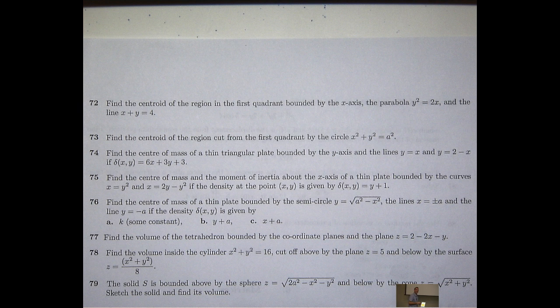So we're going to sketch the region of integration and set up our integrals and then evaluate them. So 72, find the centroid of the region in the first quadrant bounded by the x-axis, the parabola y squared equals 2x, and the line x plus y equals 4. So anyone done this question? Have you done it? How did you find it? No problem? Okay. Maybe you can help us step through it at some point.